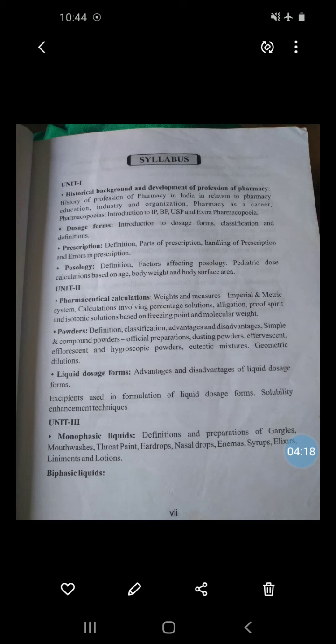From this, I will see experiment number 1, that is formulation, to prepare, evaluate and submit 20 ml of simple syrup IP. First of all, we will see the introduction about this syrup. So what is syrup? Simply, the syrup is a concentrated or nearly saturated solution of sucrose in water with or without medicament.